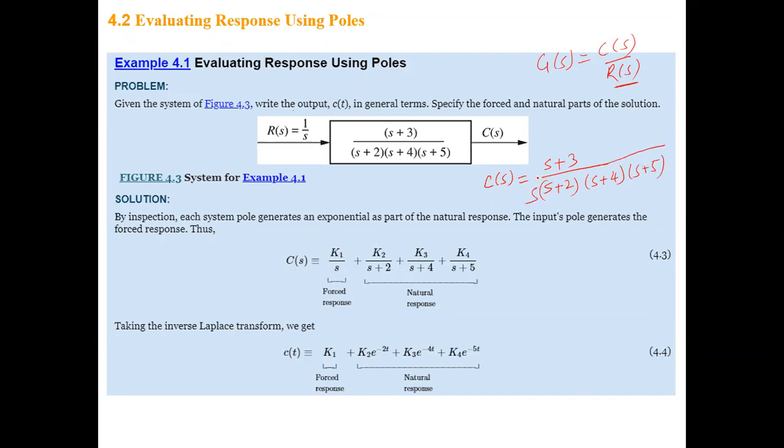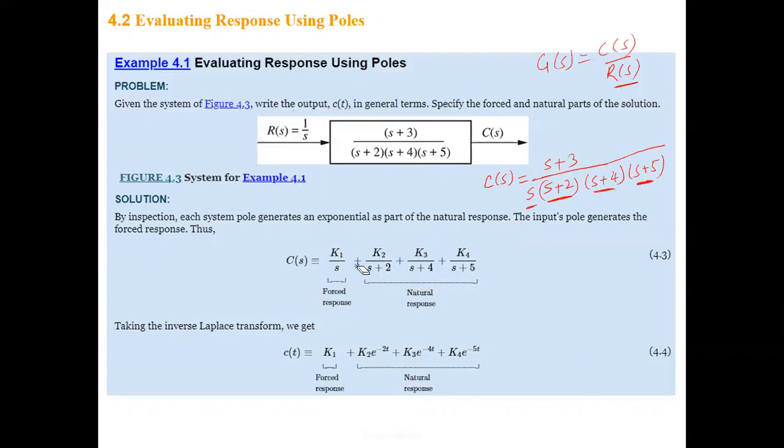So let's put S here instead of at the very bottom, because S is S minus 0, right? So that's why I want to match the order. So S minus 0, S plus 2, S plus 4, S plus 5. Then if you do the partial fraction, what do you get? You get some constant on the top, then S, right? One for this, the other for this, other for this, other for this. So you have 4 of them, 1, 2, 3, 4. And the constants, I call them K1, K2, K3, K4. Okay. So then definitely this is the forced response, and the other 3 are the natural response.